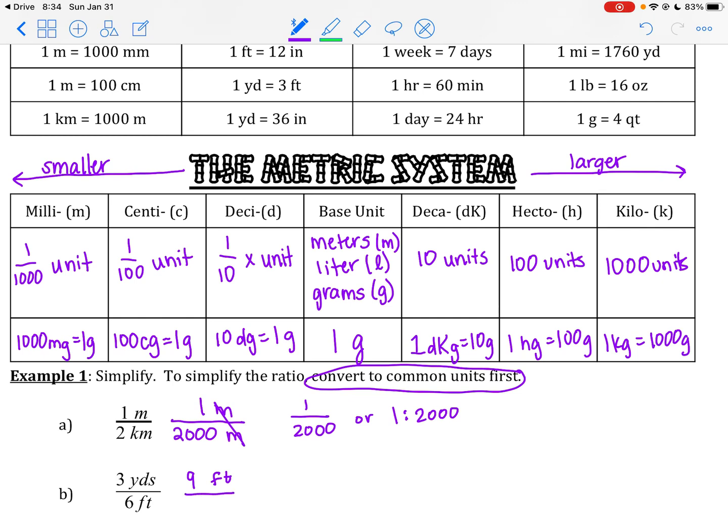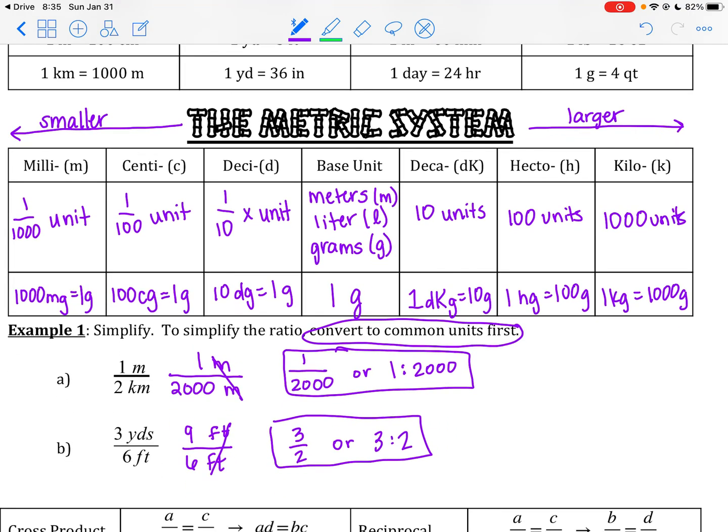So that would be 9 feet over 6 feet. So the units cancel out. And then I just want to see if it will reduce. This one will reduce. The previous one didn't. 9 over 6 will reduce to 3 over 2. So it can be written as a fraction or with the colon in between. So 3 to 2 is my ratio. So I just want to change it so that it has common units, and then I can simplify.